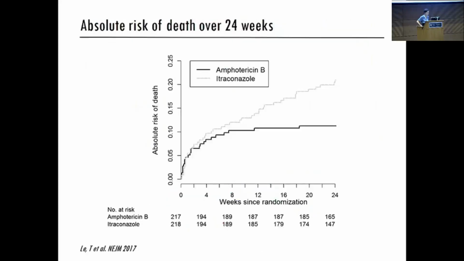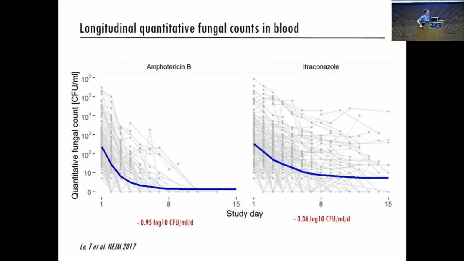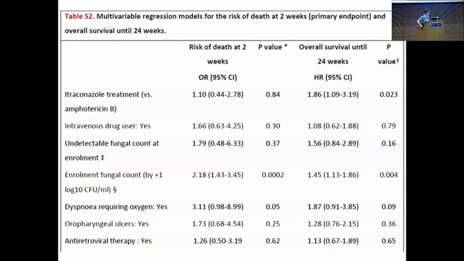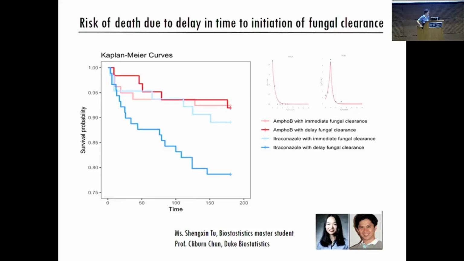So we did the study and we found, I know I ran out of time here, that mortality is significantly different at 6 months, 21% in the itraconazole arm and 11% in the amphotericin B arm, and that significantly changed the treatment guideline for this disease. We also found that the quantitative fungal assay that we developed showed significantly faster fungal clearance in the blood in the amphotericin B arm. And this is my last slide.